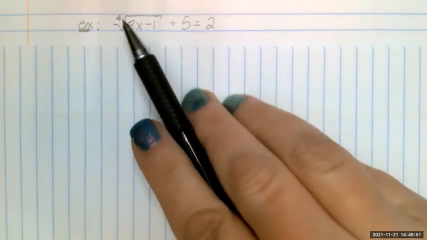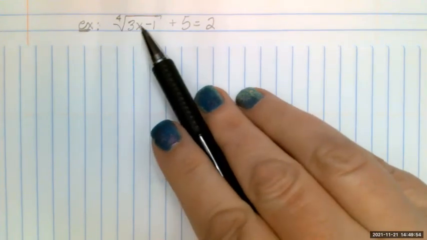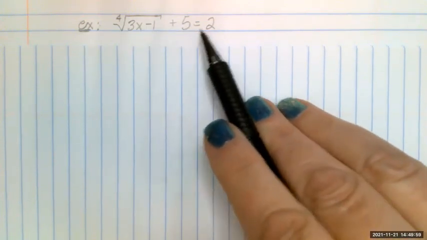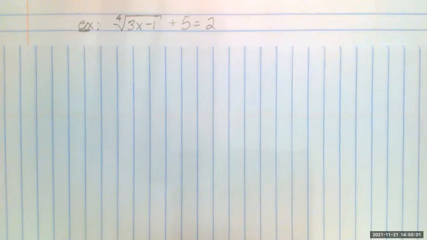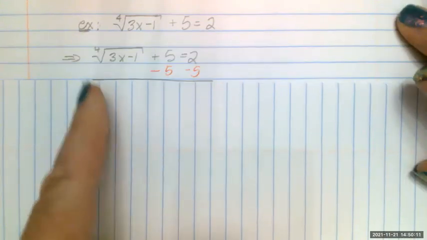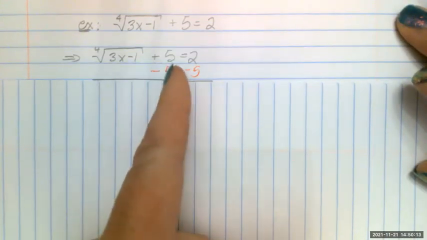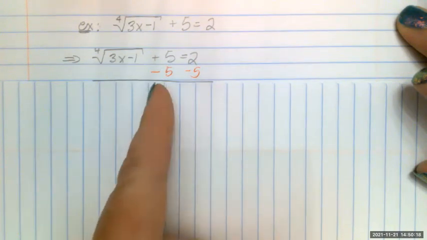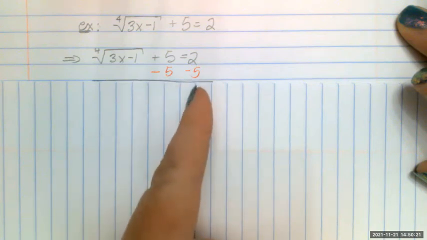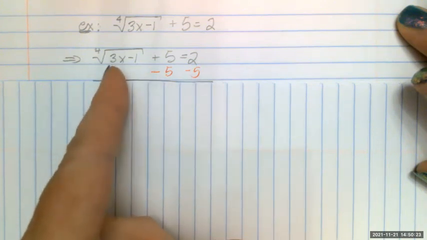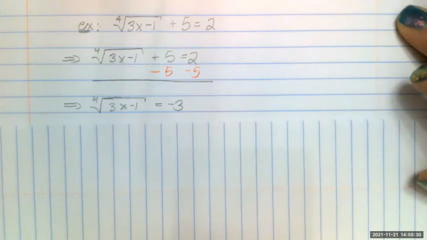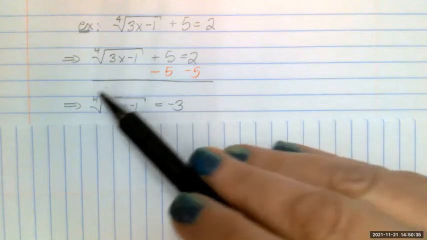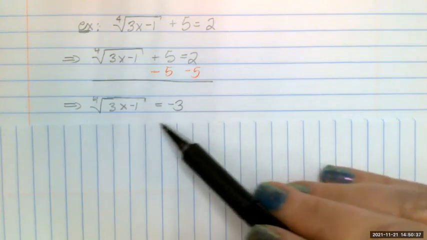All right, now our index is 4. A little bit more stuff underneath the radical. Plus 5 equals 2. All right, let's go through the motions here. Since this radical is not by itself, there's a plus 5 on the outside. On the left-hand side of this problem, we're going to move the 5 over to the other side by subtracting 5. Again, we want the radical by itself before we do anything. 2 minus 5 gives us a negative 3. My radical is now by itself. I can go ahead and go with the next step.